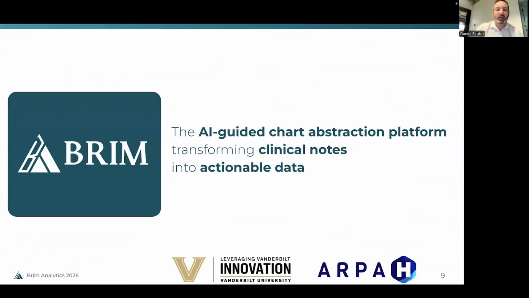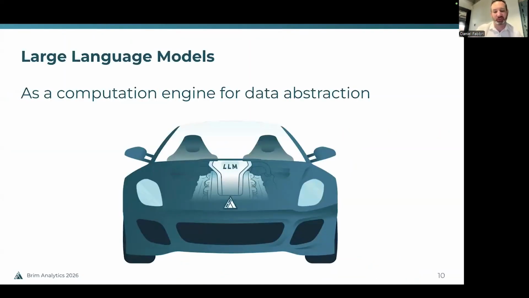And so our goal with BRIM, in partnership with Vanderbilt and ARPA-H, which we were lucky enough to receive funding from the ARPA-H initiative in the last couple of years, is to build an AI-guided chart abstraction system that allows organizations to transform clinical notes into actionable data for any given chart abstraction task that the organization might have, whether it's for oncology registries to orthopedic injury due to pickleball. We want the system to be flexible.